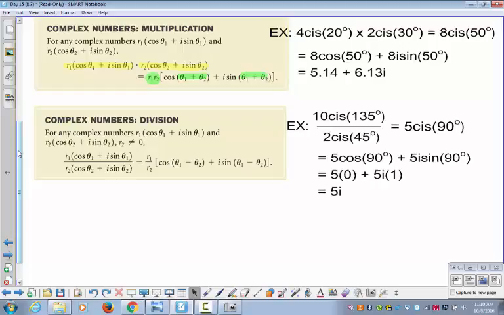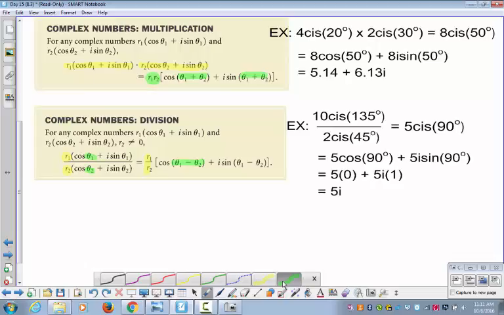Division, very similar. We have them in trigonometric form. We're going to take the radii and divide them. And instead of adding the angles, we subtract them. We take the numerator angle and subtract off the denominator angle.